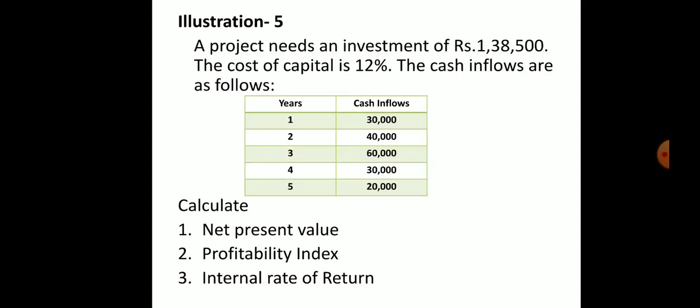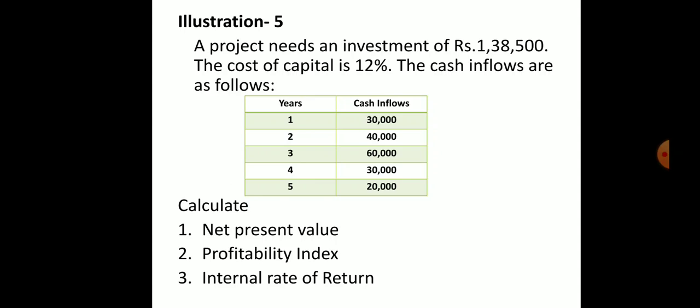So I will explain with an illustration. A project needs an investment of rupees 1,38,500. The cost of capital is 12%. The cash inflows are as follows. They have given the years and the cash inflows. So the initial investment is 1,38,500, and the cost of capital, the minimum return they have to get from the investment, is 12%.